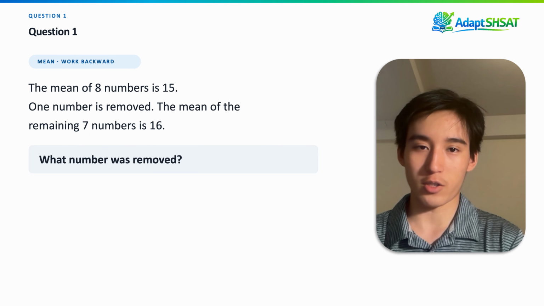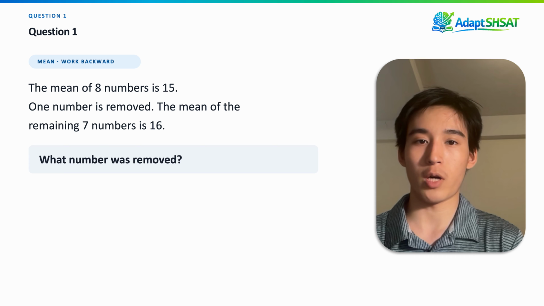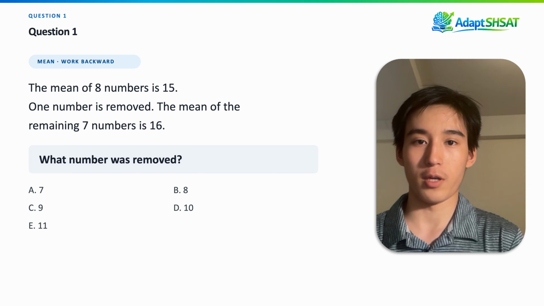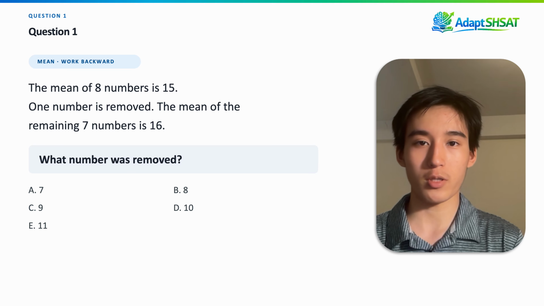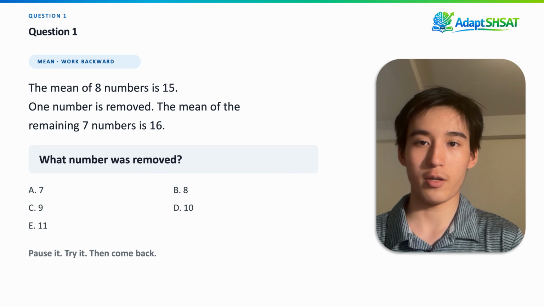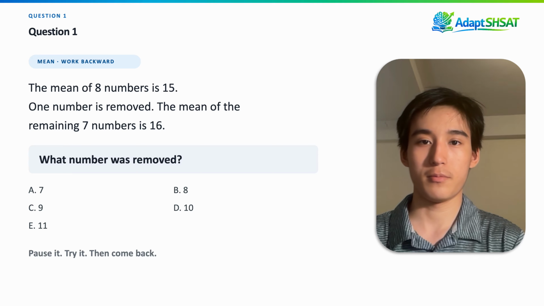Okay, so our first question is that we have 8 numbers and their mean is 15. And when we take one number out, the mean of the rest of them, which is 7 numbers, is 16. So what number did we remove? Now we have 5 choices, and make sure to pause this video and try and work it out yourself.